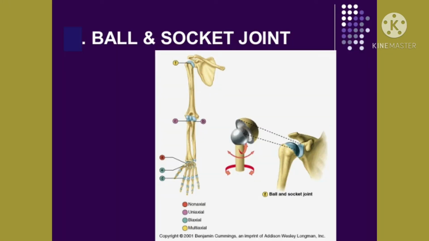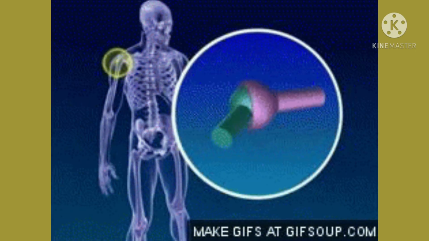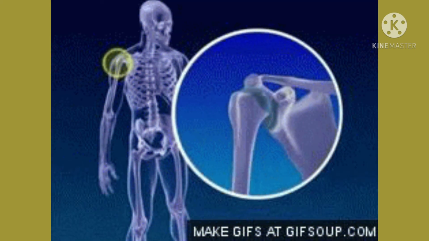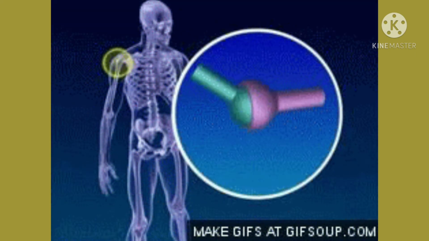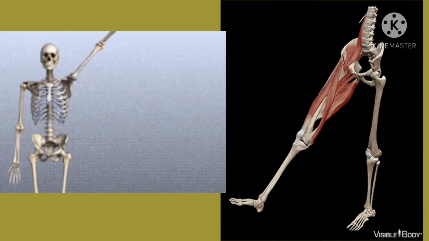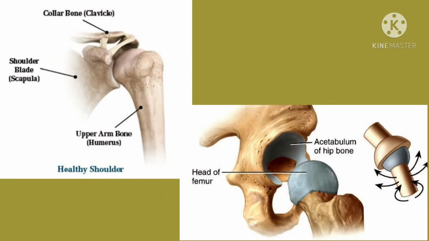Second, ball and socket joint. A ball and socket joint is the one in which the end of one bone is round like a ball that fits into a cup-like cavity or socket of the other bone. This type of joint allows movement in almost all directions. The joint between the bones of the upper arm and the shoulder, and the joint between the bones of the thigh and the hip are of this type.